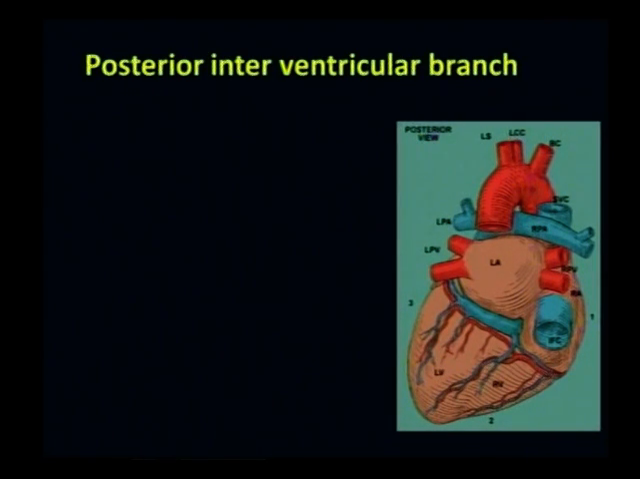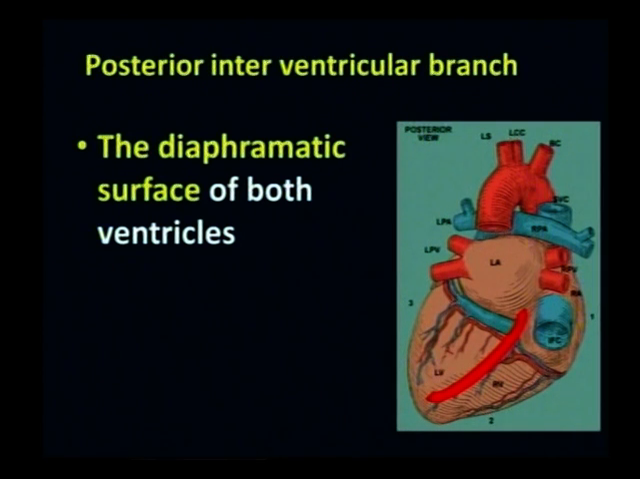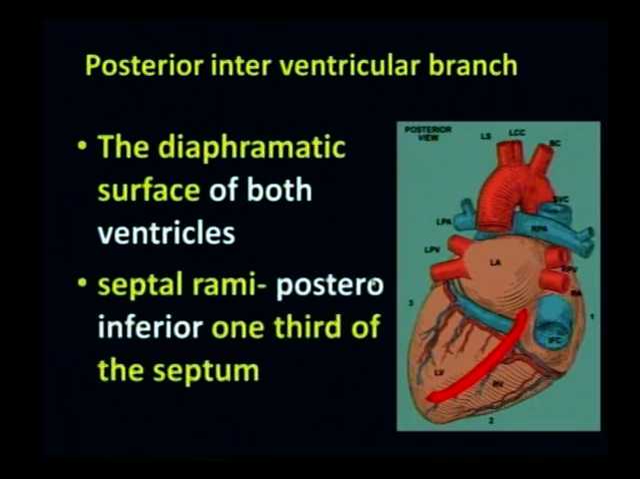So, what does this posterior interventricular branch supply? It supplies the diaphragmatic surface of both ventricles. Mainly it supplies the whole diaphragmatic surface of the right ventricle, and only a part of the left ventricle adjoining the posterior interventricular groove is supplied by the posterior interventricular branch. Among this, important is the septal rami. Septal rami supply the postero-inferior 1/3 of the ventricular septum.